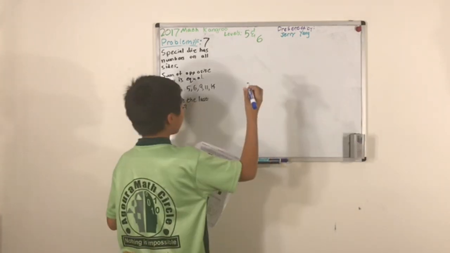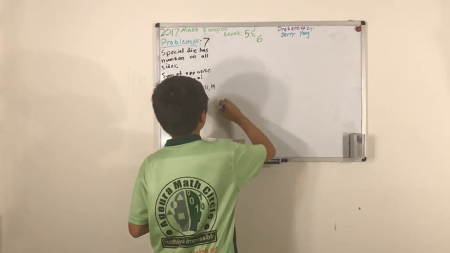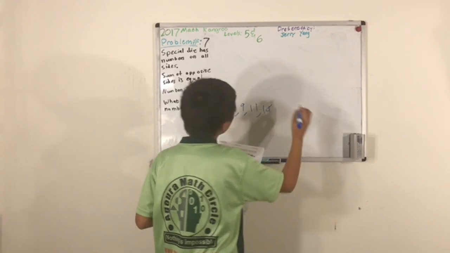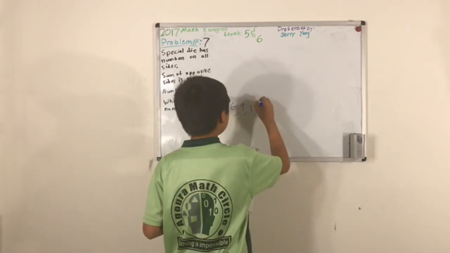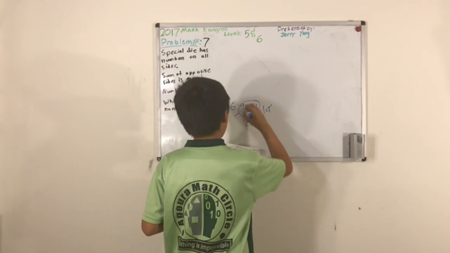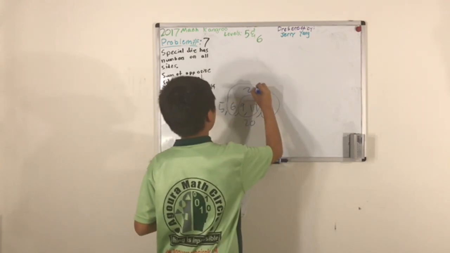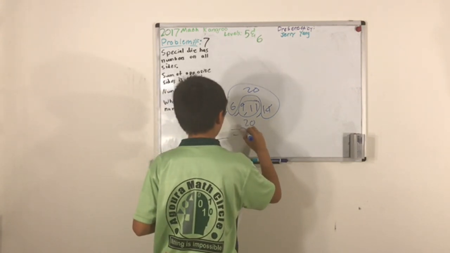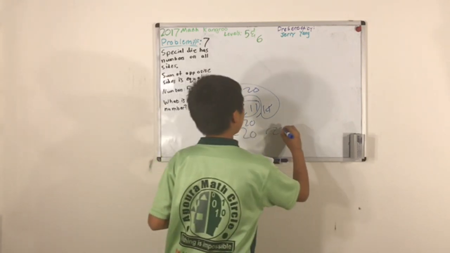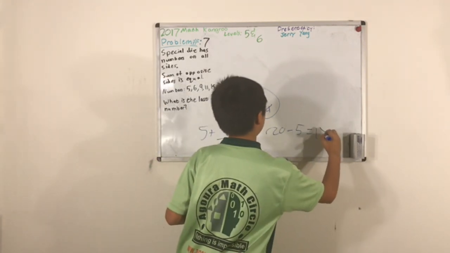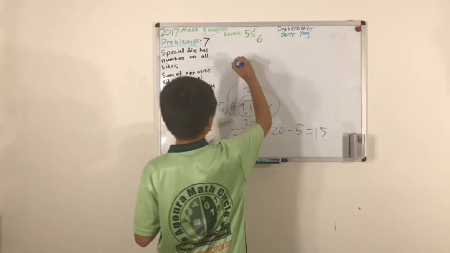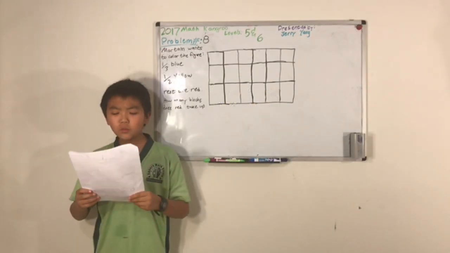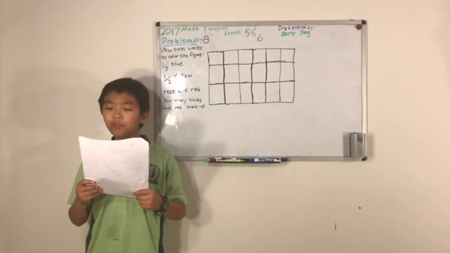So we know that the problem gives us our first 5 numbers, which are 5, 6, 9, 11, and 14. And we immediately notice a pattern here. We see that 9 plus 11 equals 20, and 6 plus 14 also equals 20. So we know that 5 plus something must equal 20. And we know that 20 minus 5 equals 15. Therefore, we know our answer is E, 15.